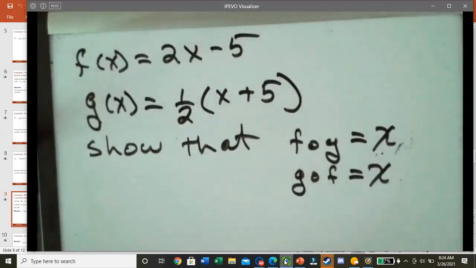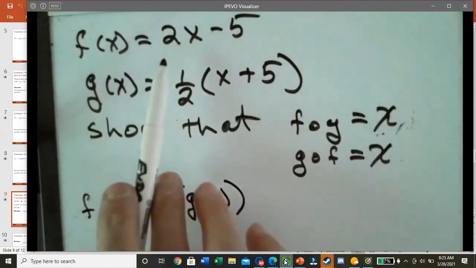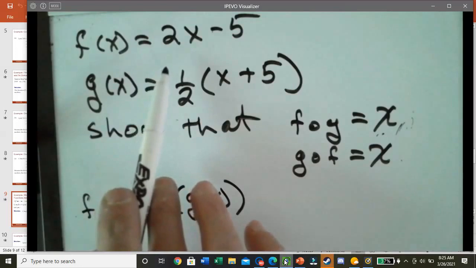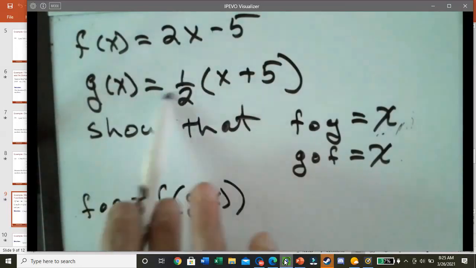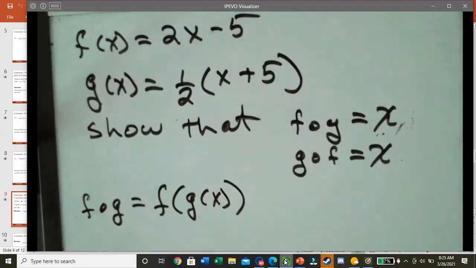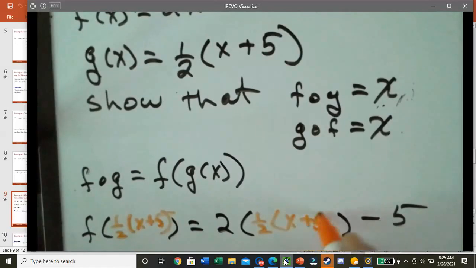Okay, so let's start with f composed with g. So that'll be f composed with g of x. All right, so which one are we going to cut the x out of, and which one are we going to put inside? Yeah, you can take the f of x, cut the x out, you can put the g of x function inside of that, right? So that'll be f parentheses, right? 2 parentheses minus 5. Okay? And now we put the 1/2 x plus 5 in there. 1/2 parentheses x plus 5.